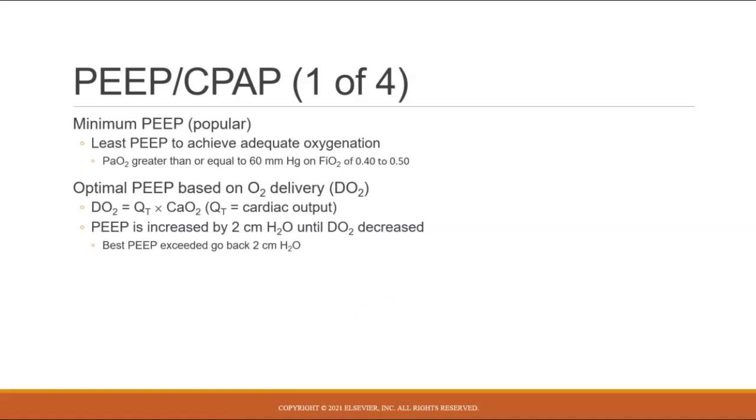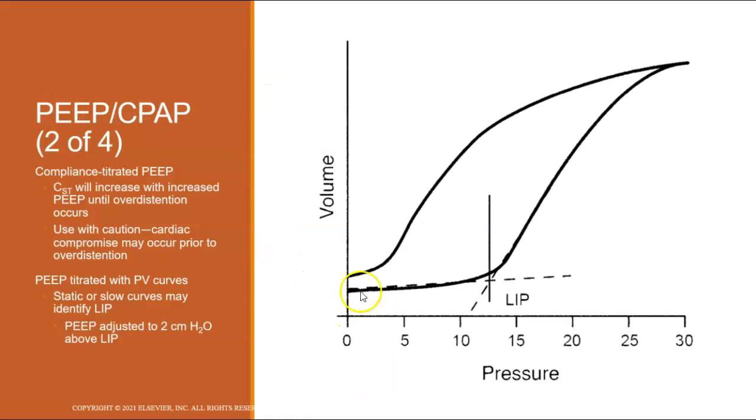So let's talk about this more in the other slides. You can use compliance to titrate PEEP. As you should be remembering now, PEEP is going to be used to increase our FRC and open or create stability in those alveoli and keep those alveoli open.